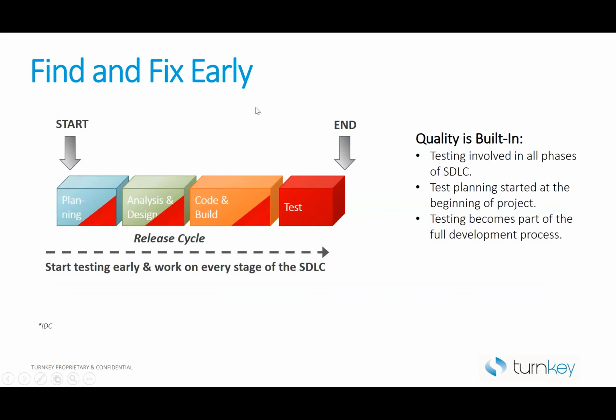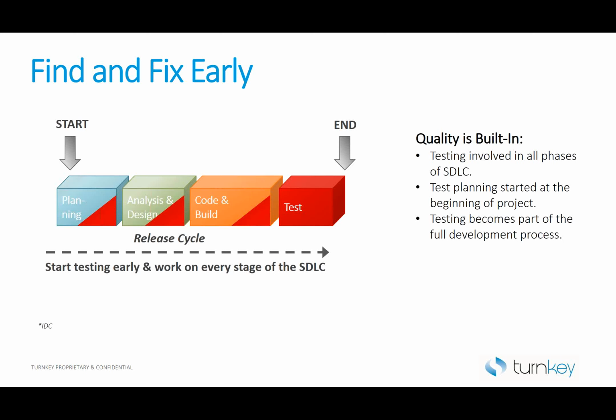When we talk about that sort of definition of DevOps, it means integration and collaboration. It means moving the testing process further to the left, or earlier in the process, so it's fully integrated. Testing becomes involved in all phases of the software development lifecycle. Test planning gets started at the beginning of the project rather than at a handoff point, and testing then becomes part of the full development process.